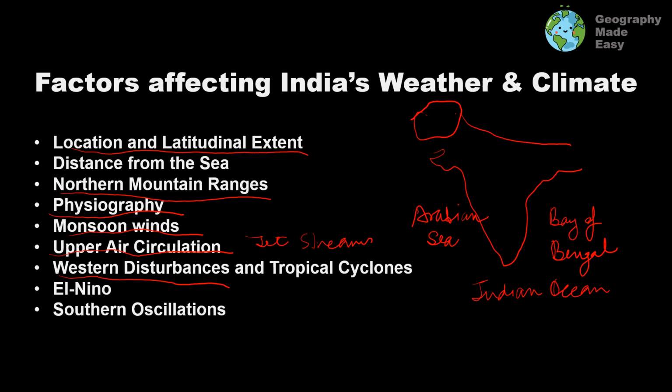These western disturbances actually bring in a lot of rainfall in the western part of the country in this area. Here we see that wheat cultivation is done in the winter season, and the presence of the western disturbances actually helps in the wheat cultivation. So this also has a huge impact on India's climatic conditions.